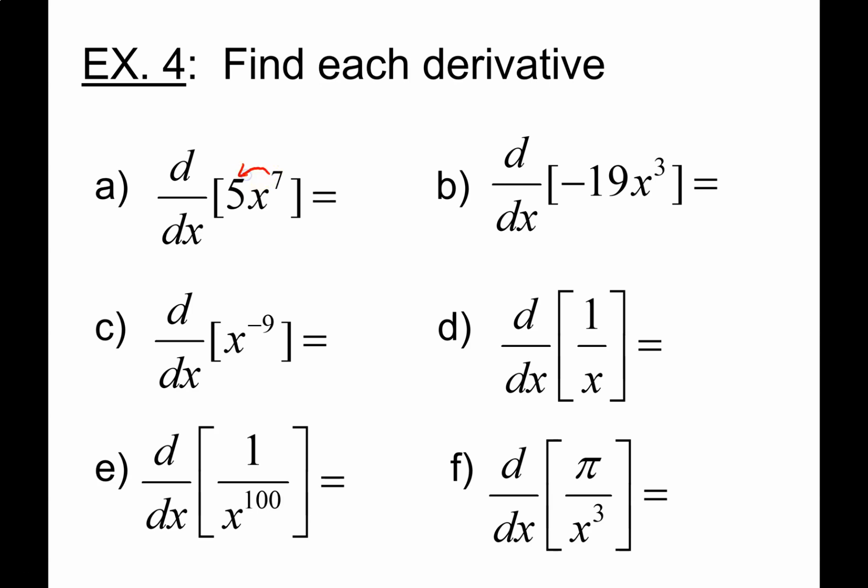Basic power rule. 7 times 5 is 35. Keep the x, lose a power. Easy as that. 3 times negative 19, negative 57. Drop a power. Squared. See, the power is negative, doesn't matter. Move it to the front.